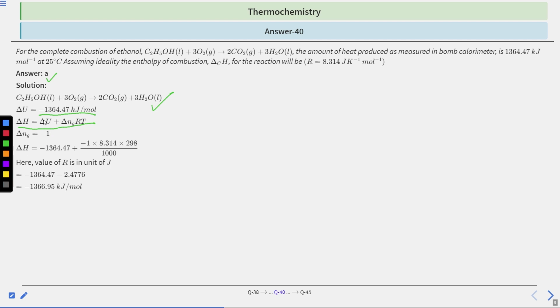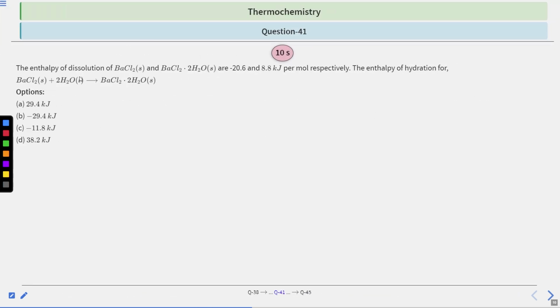So del H will be minus 1364.47 plus del Ng, minus 1, times the R value multiplied by T, which is given as 298, divided by 1000. We are dividing by 1000 because the value of R is in joules and we want the answer in kilojoules. So on solving these, we have del H value as minus 1366.95 kilojoule per mole. Hence, option A is the correct answer. Okay, let's move to the next question.